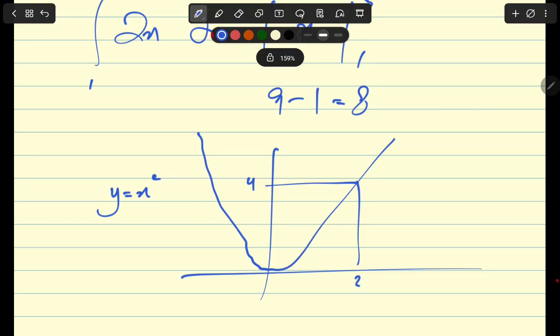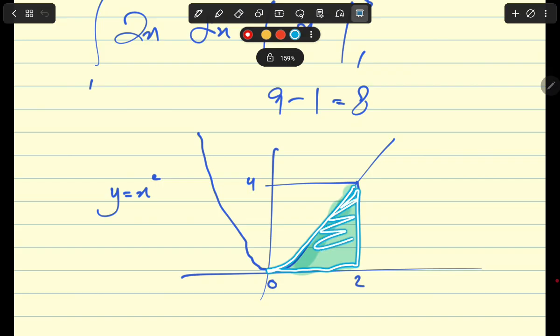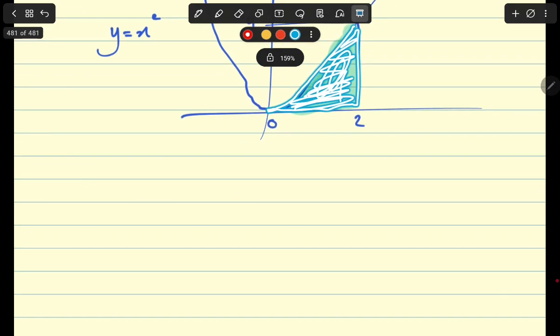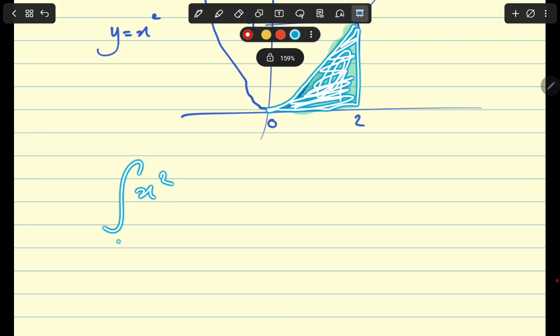So, this is 4, this is 2, and this is 0. They're asking you to find out this area. This is not a triangle because the area is all the way from here, right? So all of this area. Now, all you have to do is integrate x squared, put the limits 0 to 2, and integrate it with respect to x.